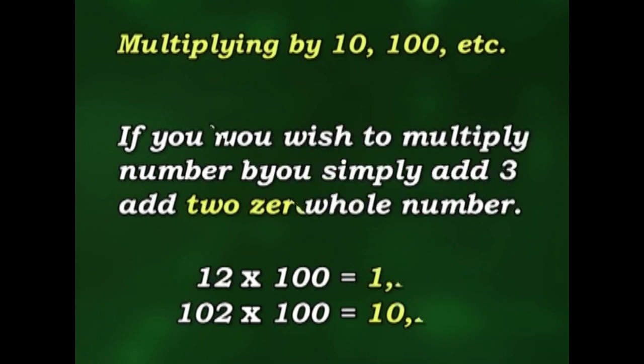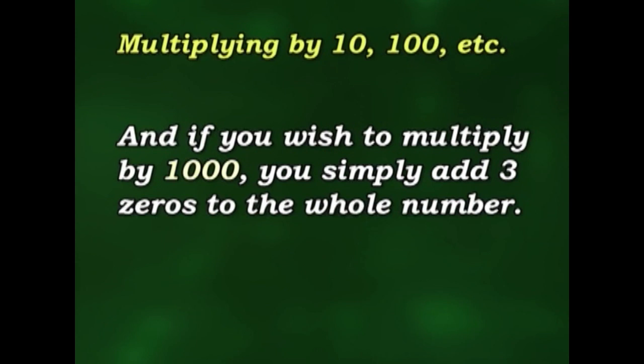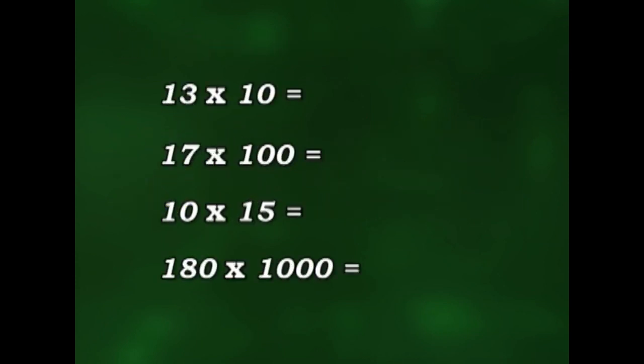Now then, if you wish to multiply by 1,000, you simply add 3 zeros to the whole number. Let's try these in your head. 13 times 10. What do we do? We add a 0. So 13 becomes 130.